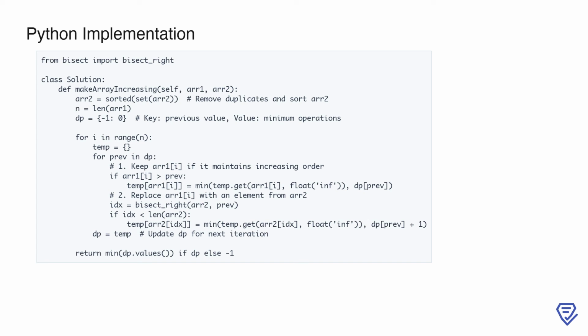This solution to LeetCode problem number 1187, make array strictly increasing, uses a dynamic programming approach combined with binary search to efficiently determine the minimum number of replacements needed to make ARR1 strictly increasing.